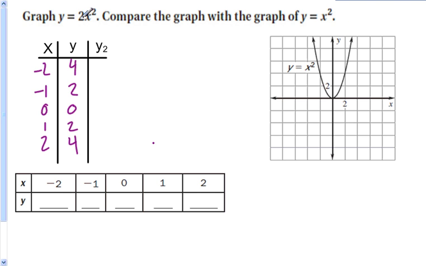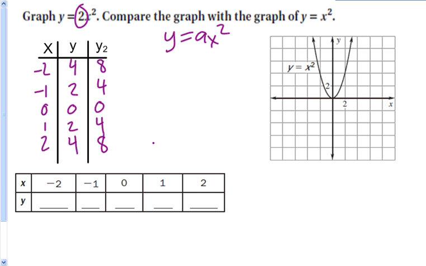So if we multiply times our parent function, all we have to do is take the y values from our table and multiply them by this number, which this 2 represents the a in our standard form equation, a times x squared. So I'm going to take 2 times 4, that gives me 8. 2 times 1 is 2. 0 times 2 is 0. 2 times 1 is 2. And 4 times 2 is 8.